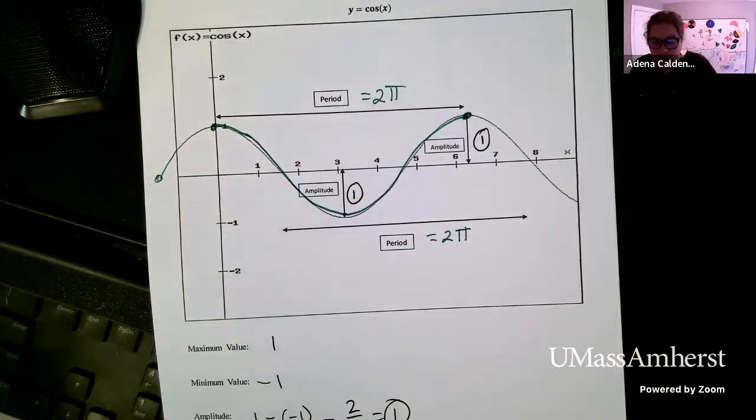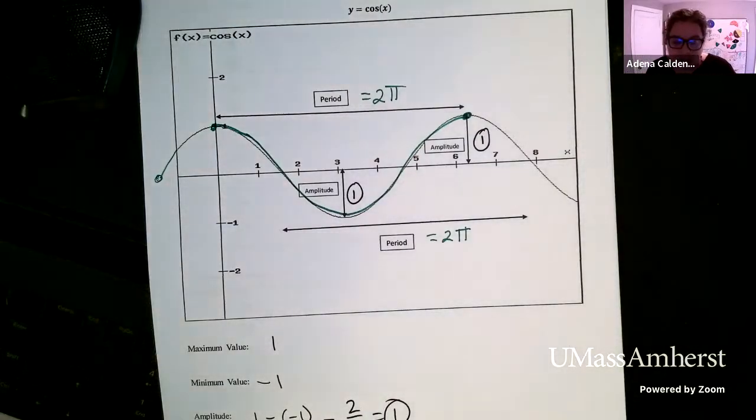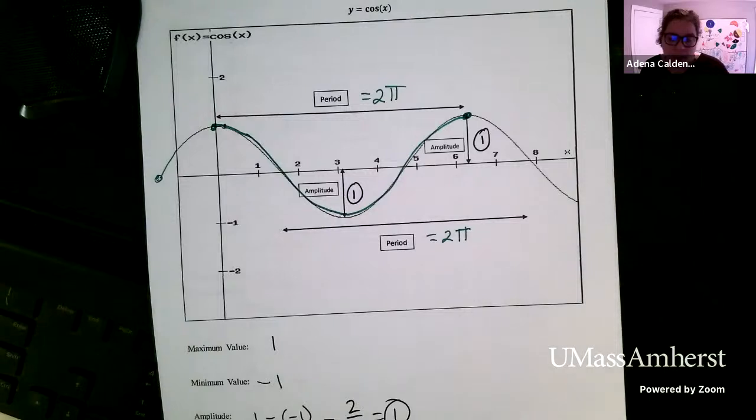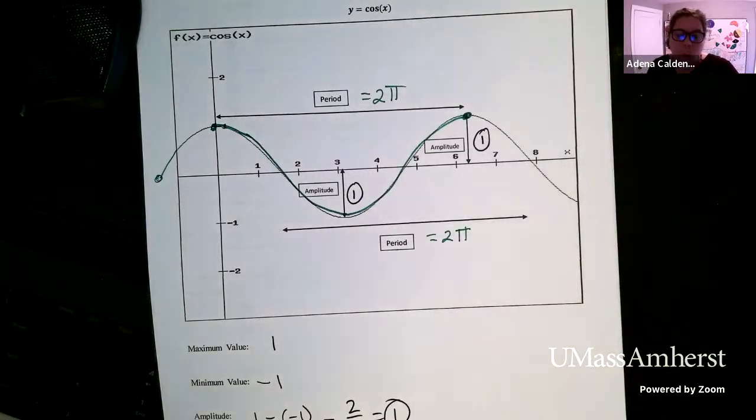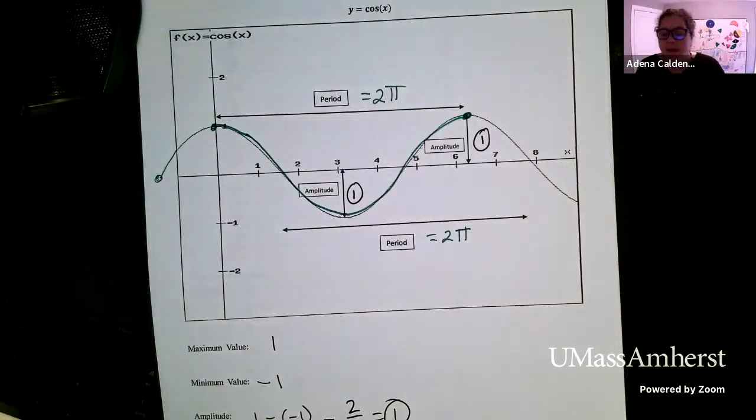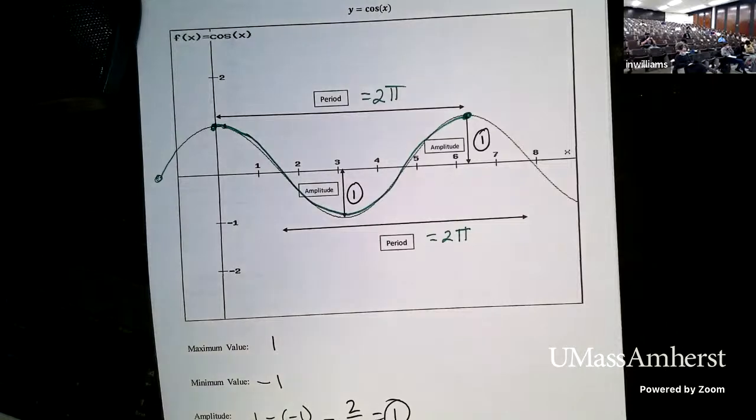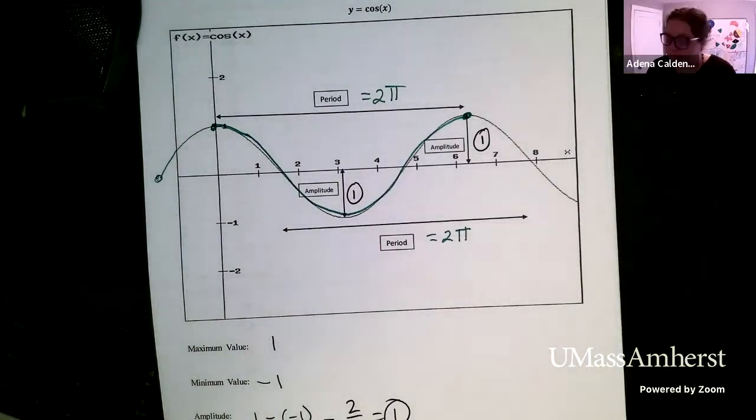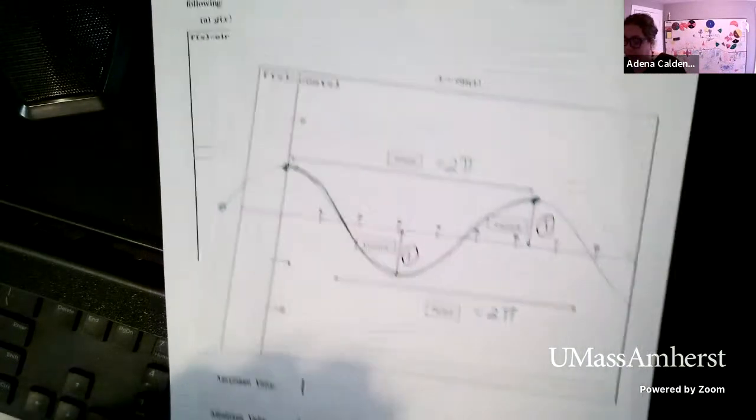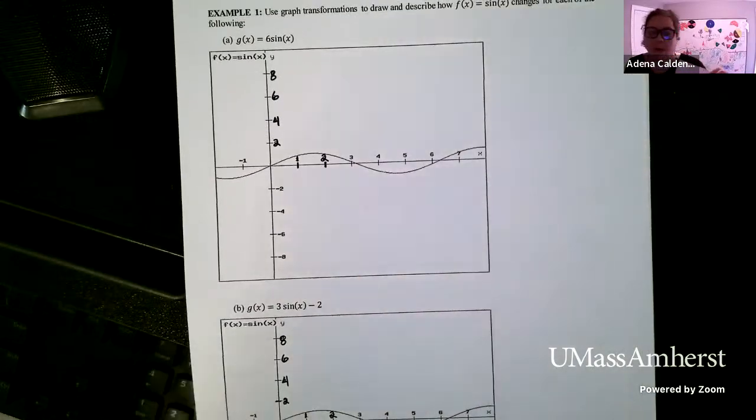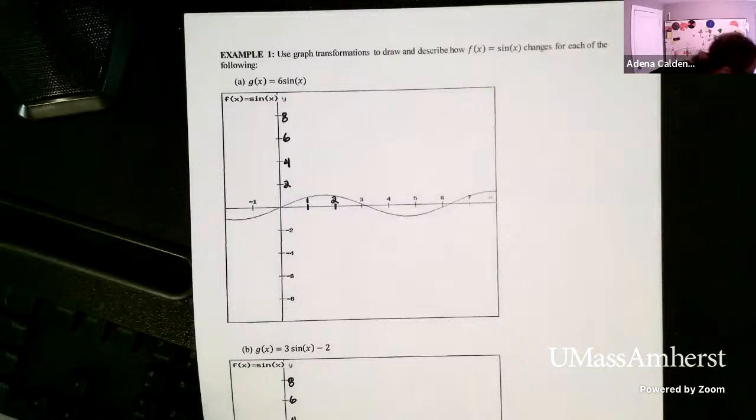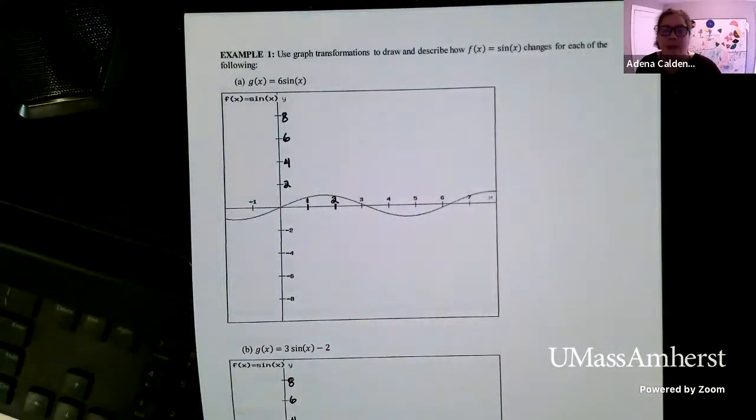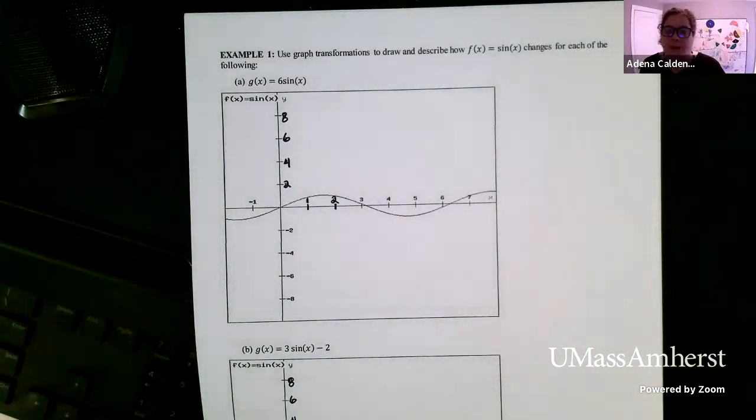So that's our very, very brief overview of sine and cosine. And now what we want to do is take that and start thinking about what that means in terms of things like graphing and all the other things we do with functions so far. Okay, so here's what we're going to try to do. We are going to do some graph transformations and think about how graphs change when we introduce different factors to them.